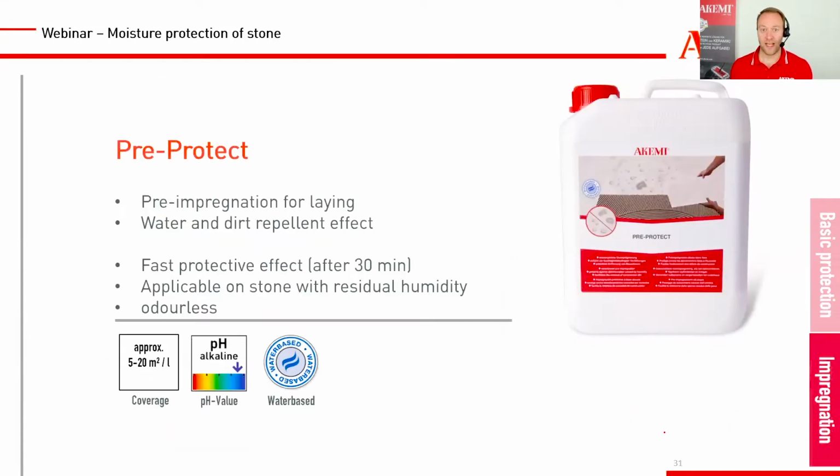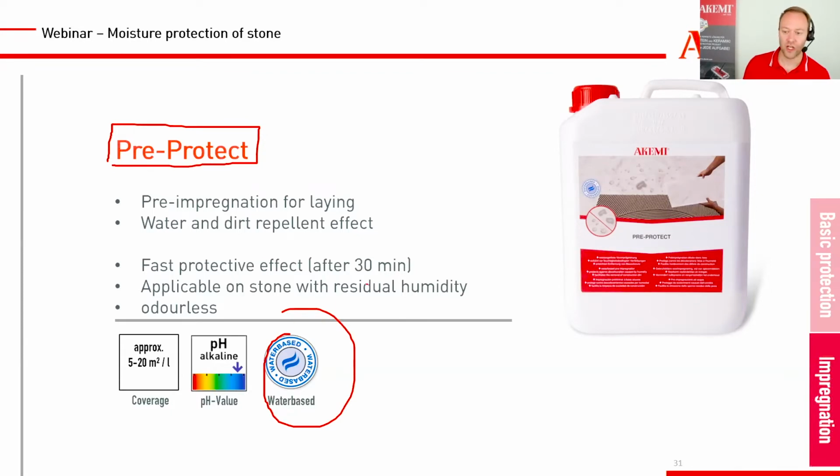Good. Let's start with the pre-installation impregnation. So what is the product? One product we have is Pre-Protect. This is a water-based pre-impregnation for laying. So you can use it 5 sides or 6 sides. Usually 5 sides is enough, but if you want, you can use it also on the top side. So 6-side protection.